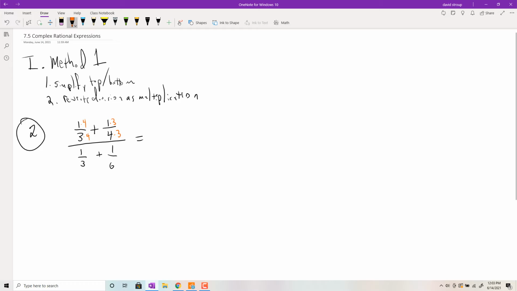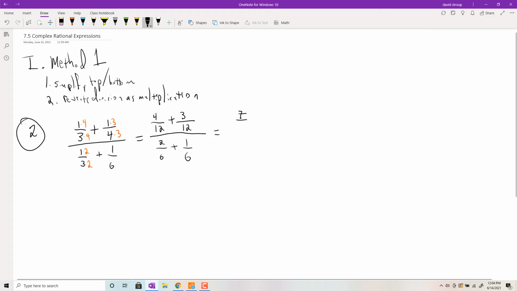In the denominator, for the first fraction, we can get a common denominator by multiplying top and bottom by 2. Then we'll have a 6. Let's see what we get. In the top, I got 4/12 plus 3/12. In the bottom, I have 2 sixths plus 1 sixth. I'm not done. I want to add those numerators over the common denominators. So I'll have 7/12, since 4 plus 3 is 7, all over 2 plus 1 is 3.